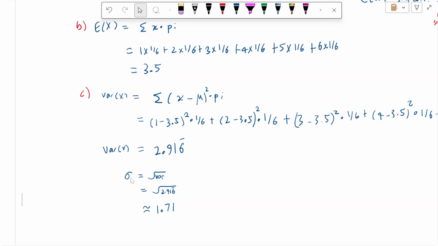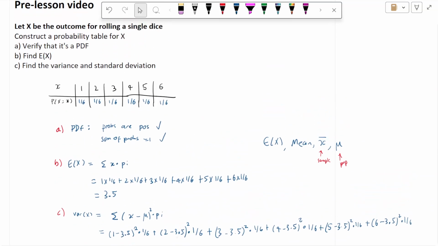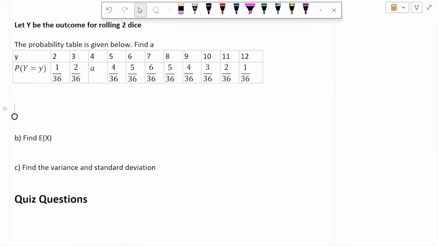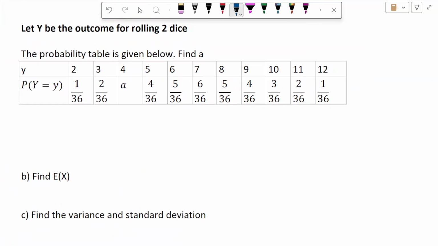So you will almost never have to do this by hand. Okay, so now 2 dice. First off, I've given you a table for these probabilities, but I've left one intentionally blank, just as a little example of how to approach this.